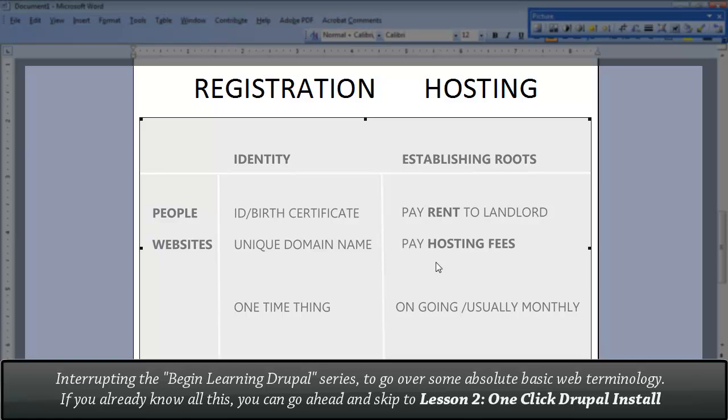And in the next lesson, we're going to go through how you can set up your one-click Drupal install.